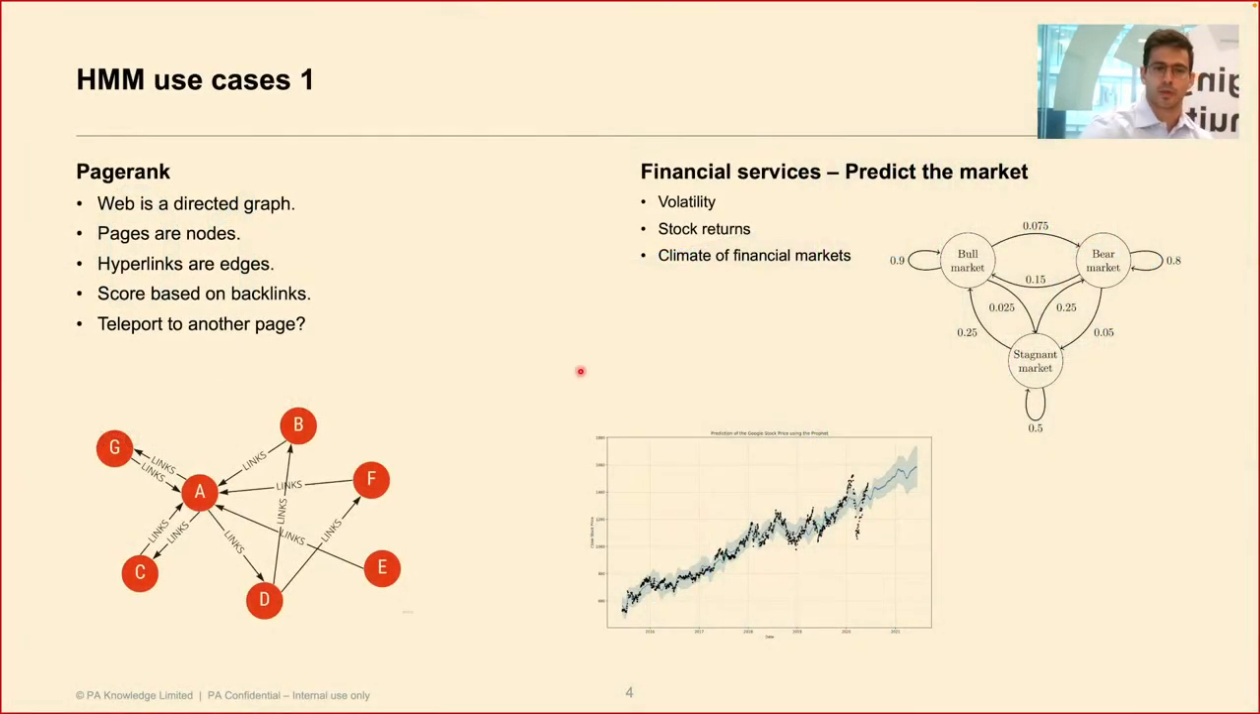So let's start with hidden Markov model real life use cases. Markov models and hidden Markov models are used for sequence modeling. Sequence modeling can take a lot of forms based on the problem at hand. Most of you might have heard of PageRank, which is the famous Google algorithm. It works by counting the number and quality of outgoing and incoming links to a particular page in order to find out the importance of a page.